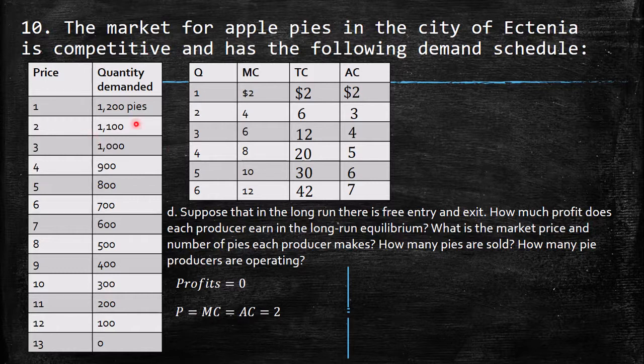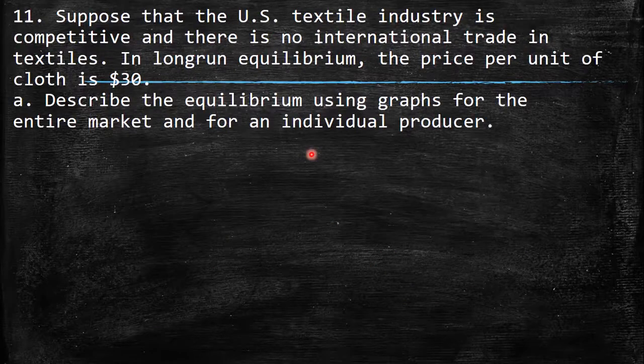When the price is 2, the quantity demanded is 1,100. Due to the price being exactly 2, which is exactly the marginal cost, the quantity each firm produces is Q equal to 1. And then the profit is total revenue, quantity 1 times the price, which is 2. This is your total revenue, 2, minus the total cost, which is 2.